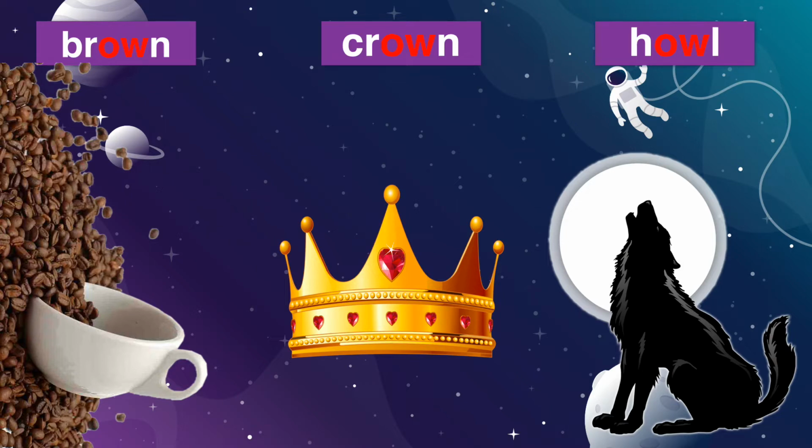So it shows royalty. Howl is the dog or the wolf when they howl. This is the sound they make. So you can see that they put their head up like that and they start howling. Okay?